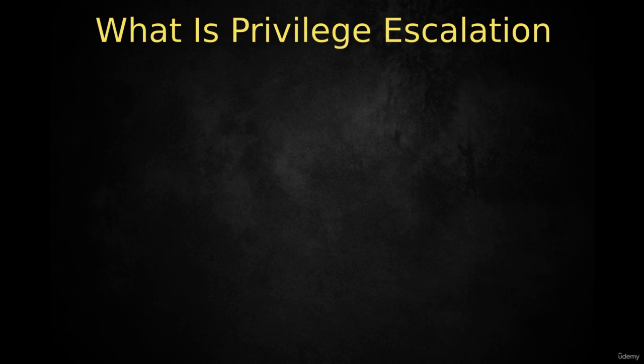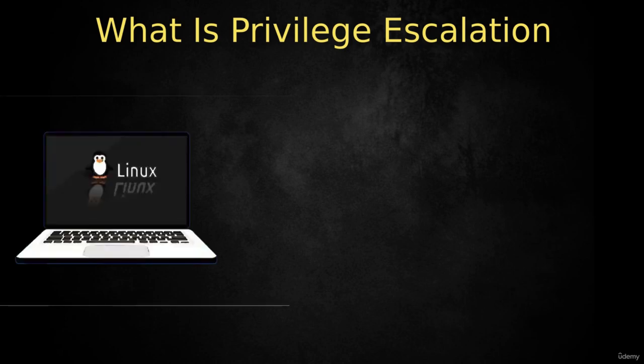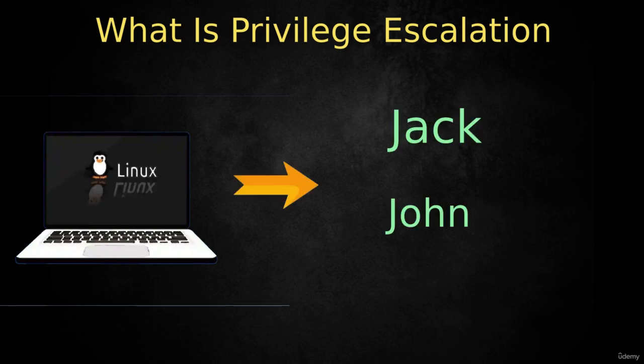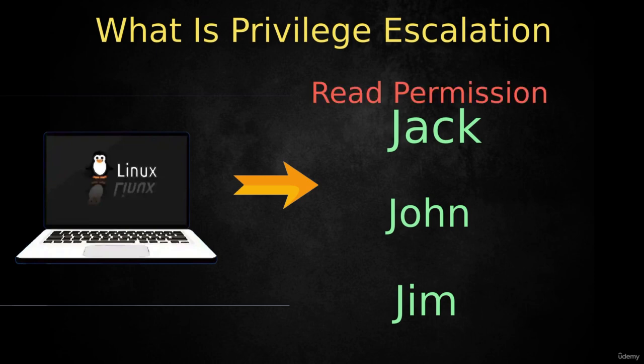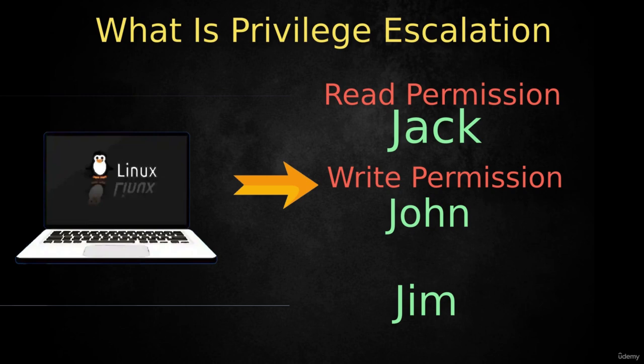So let's start. In each Linux operating system, there are some user accounts on it, right? For example, let's take Jack, John and Jim. Now each user has specific permissions. For example, Jack has read permission, John has write permission, Jim has read permission and write permission. Now let's see what they are.